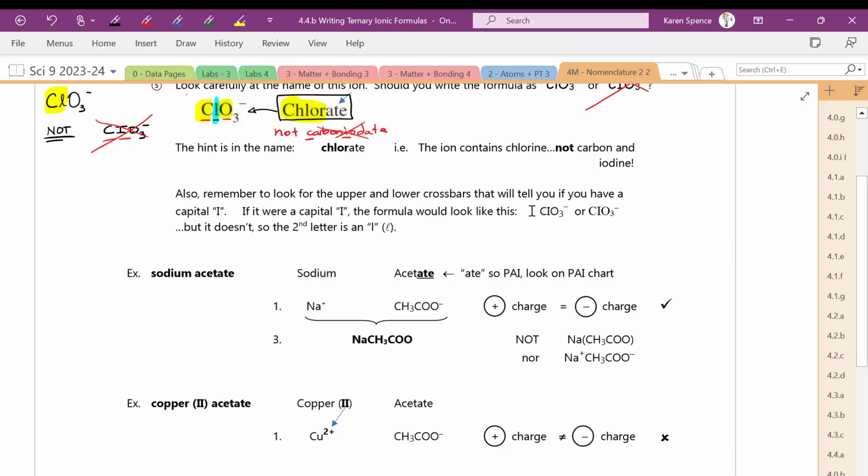Try something. So you need to decide for these ones: ionic, no prefixes; and for molecular or covalent, prefixes. So you have to decide which one is which. Do you know how to tell? Okay.